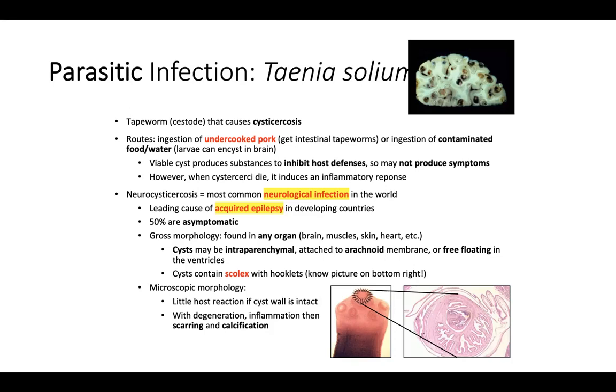Gross morphology, it can be caught in any place in the brain or any organ besides the brain. And then the cyst may be intraparenchymal. It can be attached to the arachnoid or just free floating. These cysts contain that scolex with the little hooklets. And so I would know this. If we look at what this looks like, it looks like this on pathology. So I would know these cysts, on gross morphology, we've got these cysts in the brain.